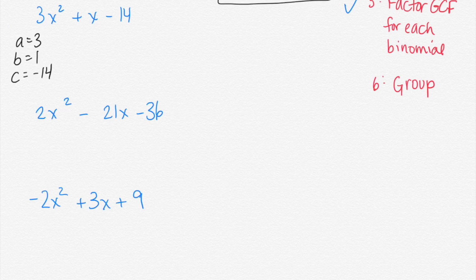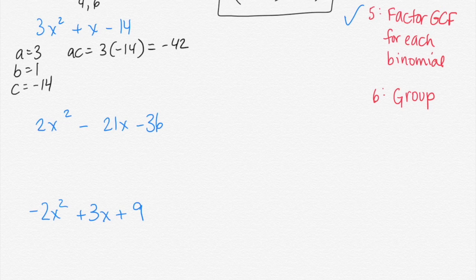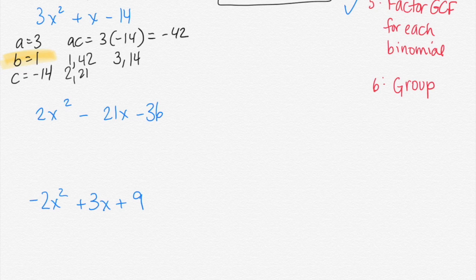Name your variables A, B, and C. Get the product of A and C. And then find factors that will work for your product sum method. In this case, you're looking for a 1. So 6 and 7 will work if 7 is positive and 6 is negative.